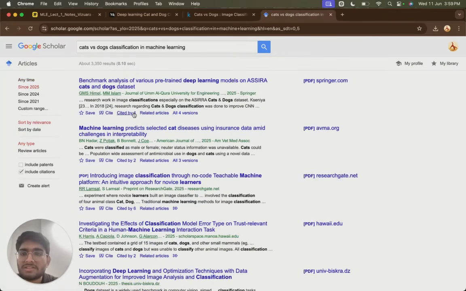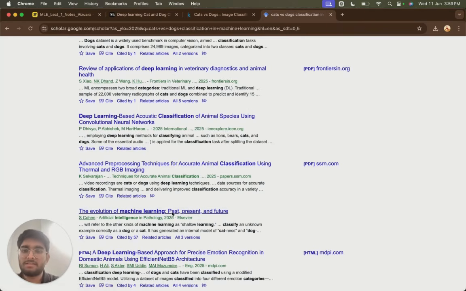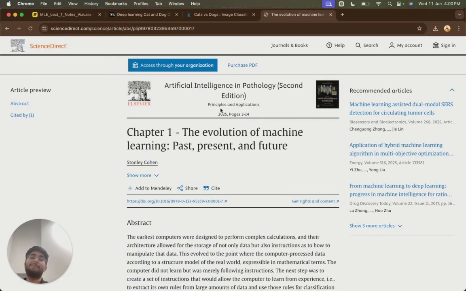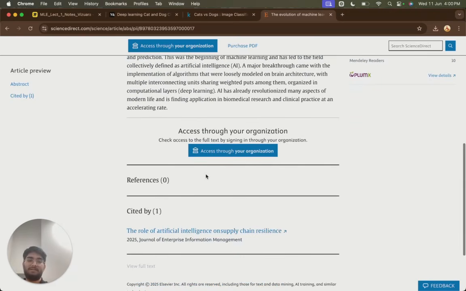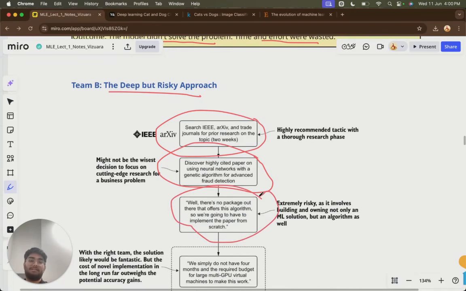Then I see, oh, this is cited by 4, this is cited by 2, this is cited by 6. But I want the recent ones. Oh, so I think this has the information about the cat versus dog problem and it is cited by 57. I'll go with this and I'll suggest that I'll implement this. When I read the paper, I probably won't get the code, so I'll have to develop it from scratch because I don't have the package there. So it's again extremely risky, as it involves building and knowing not only the ML solution but an algorithm as well.